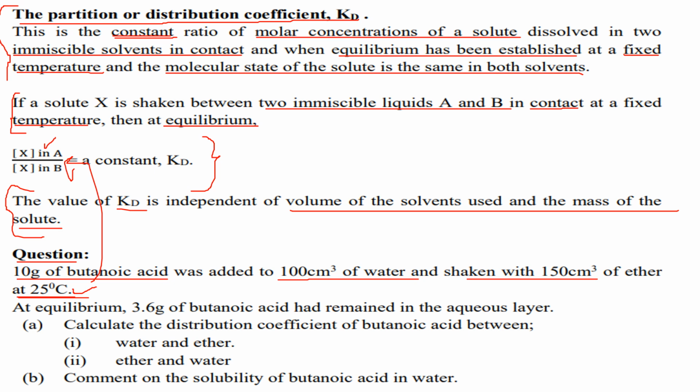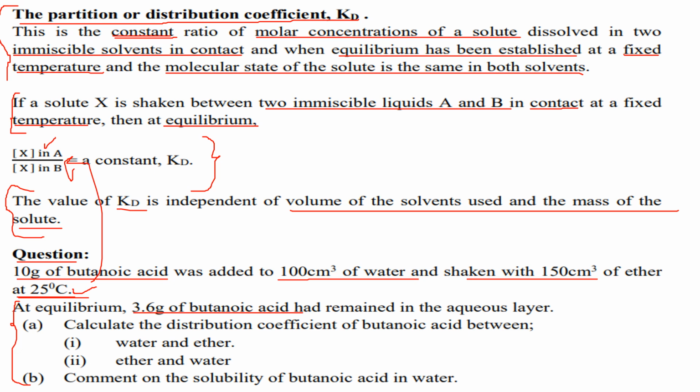Always, in physical equilibria, temperature is not important in our calculations, but when you're carrying out experiments, temperature is always important. So we are saying that at equilibrium, 3.6 grams of butanoic acid had remained as our part B. At equilibrium, 3.6 grams of butanoic acid had remained in the aqueous layer.